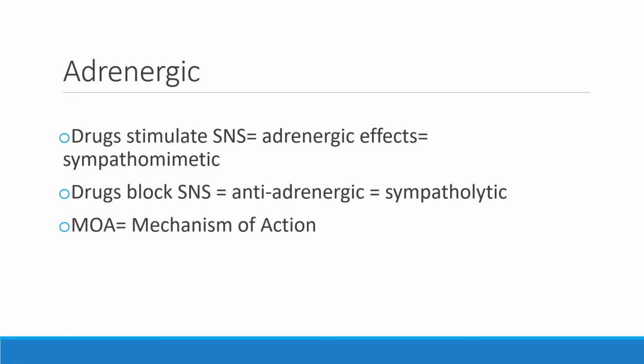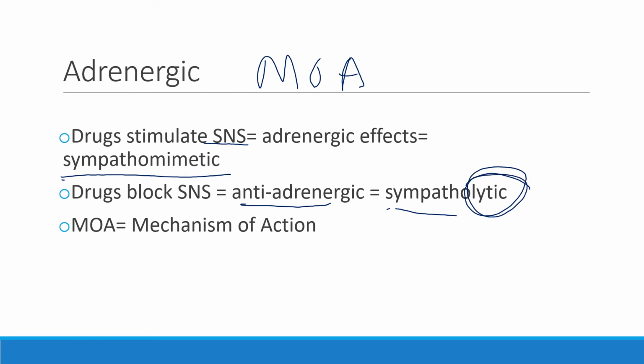When we're looking at the mode of action of adrenergic drugs, they stimulate the sympathetic nervous system to create the adrenergic effects, right? And then we can look at the sympathomimetic, right? We're mimicking those drug effects of the sympathetic nervous system. Drugs that block the sympathetic nervous system are anti-adrenergic or sympatholytic. Remember, lytic is that suffix that means to block, right?